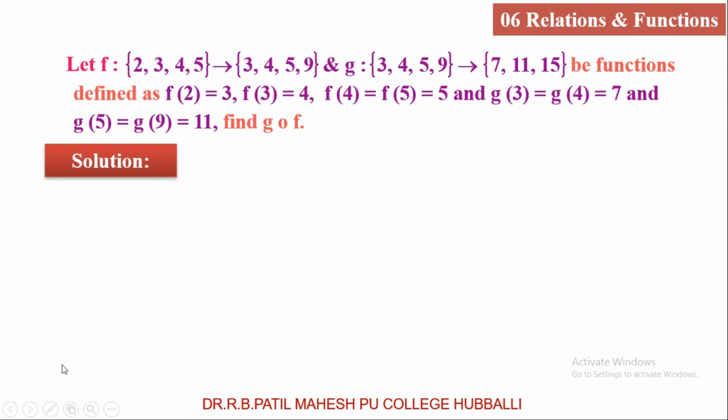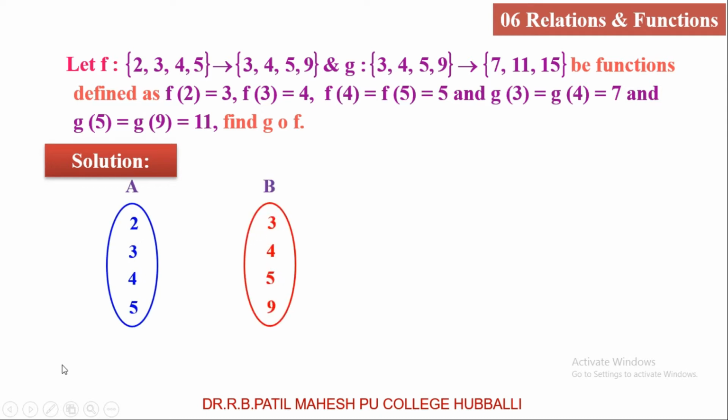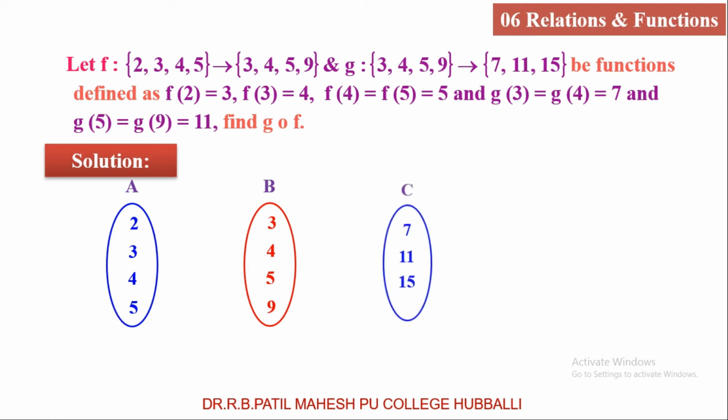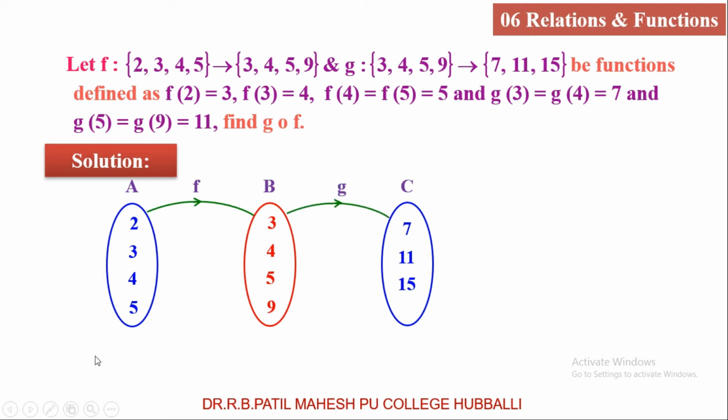Let me take the arrow diagram of these 2 functions f and g. f is a function from the set A to the set B. I treat this as A, this as B, and this will be definitely B because {3, 4, 5, 9} you have taken as B. So the set B is {3, 4, 5, 9} and C. So you can see the elements of the sets A, B and C in the arrow diagram. These are the 3 sets. f is a function from A to B. g is a function from B to C.